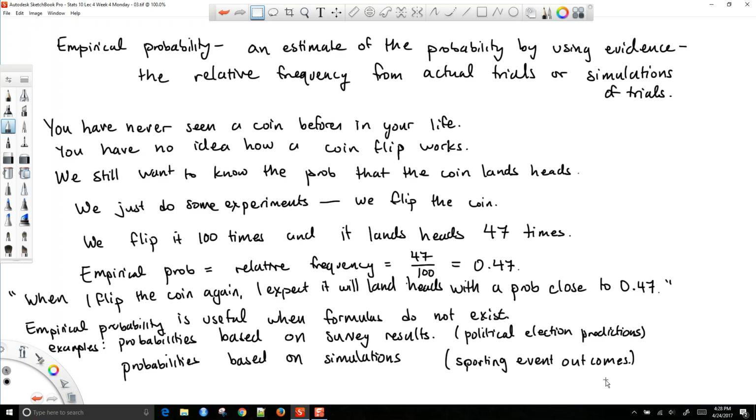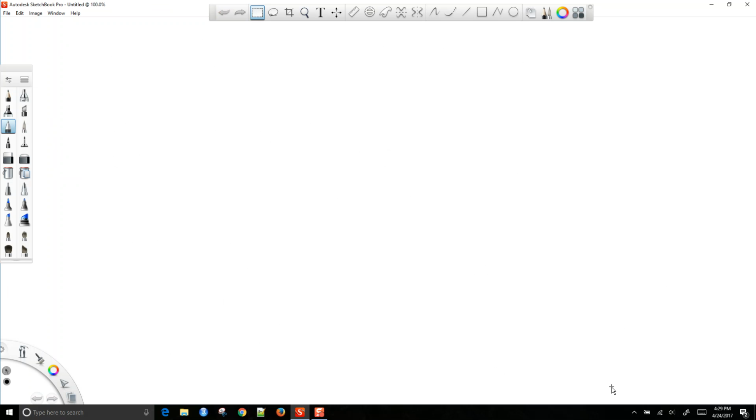If you're interested in this kind of stuff, you can take courses on computer simulation methods, which is an effective way to estimate probabilities. But that's beyond the scope of our course. Okay, so this is about all I'm going to say about empirical probability. You should know that it exists and some of the situations where it might be used. But the rest of our time in probability will be focused on theoretic probabilities.